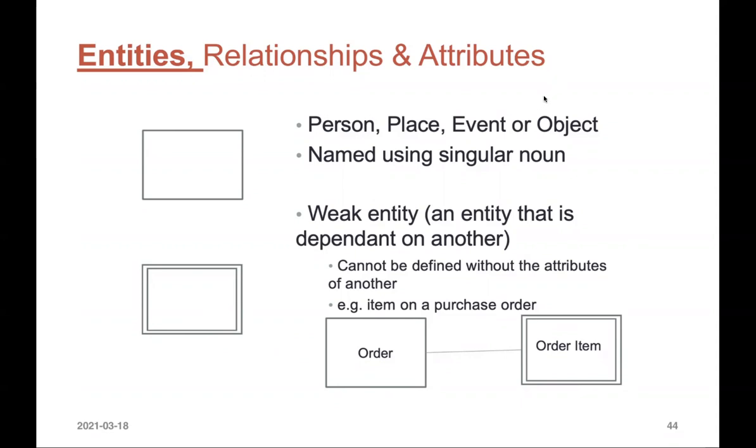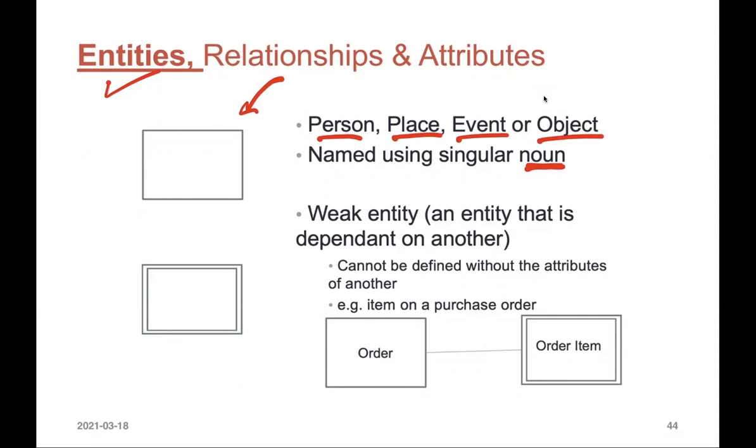Here we go. So let's start with entities. Entities in an ERD could be a person, a place, an event, or even an object. Normally we use nouns to describe those entities, and we use a square shape to describe them in an ERD.